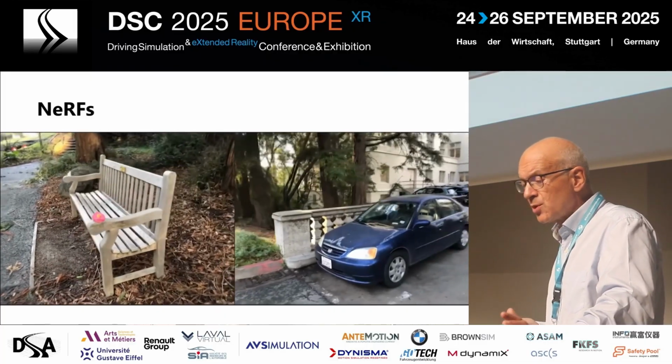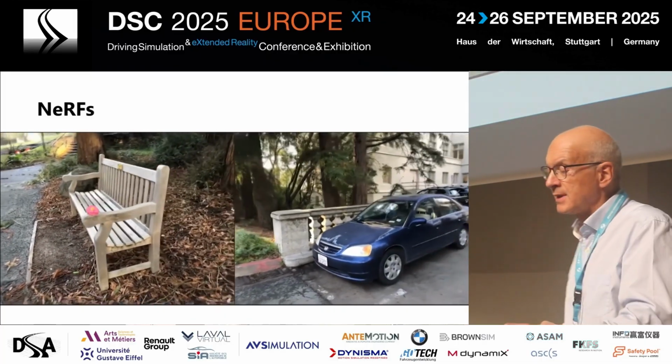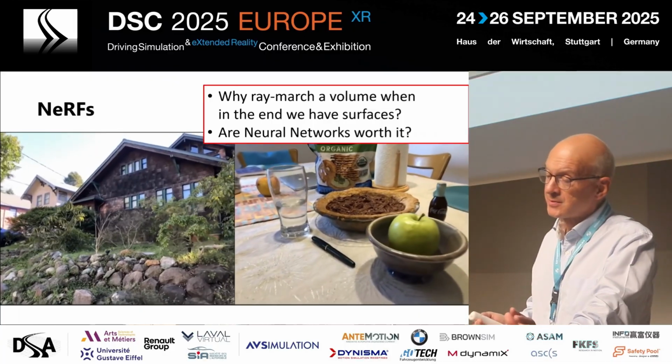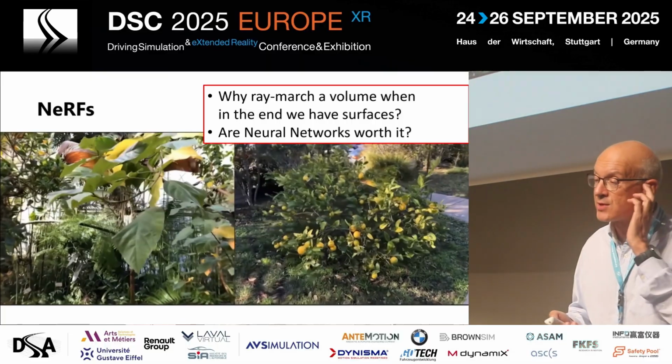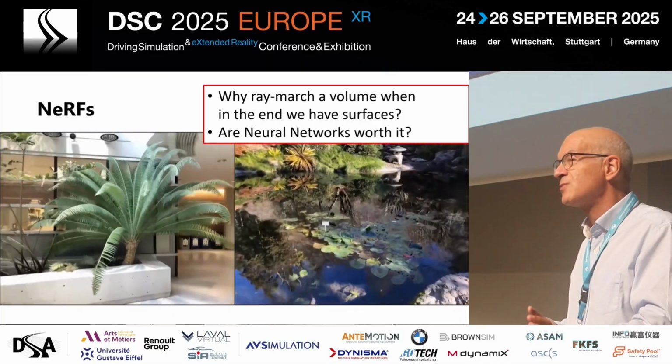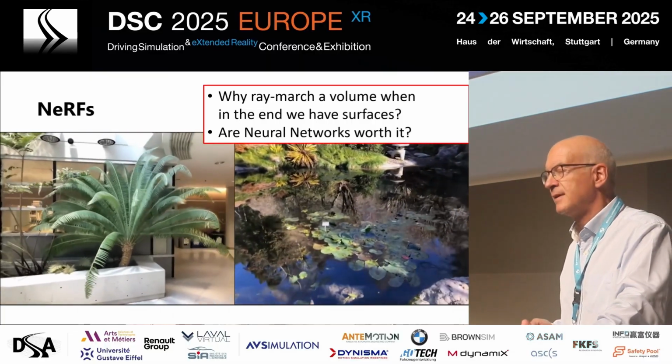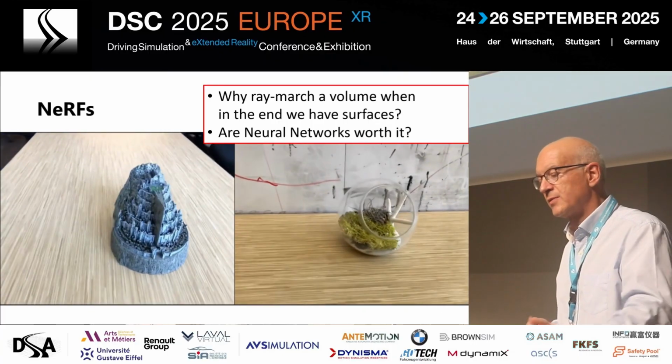And this was all very well, but as a graphics person, my reaction to this was, this is good, but why would you want to do ray marching in a volume when in the end you're trying to represent something that's a surface? And I wasn't really sure that neural networks were required. And these were part of my motivation to go beyond.